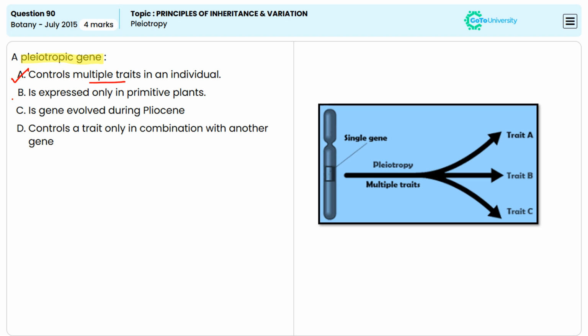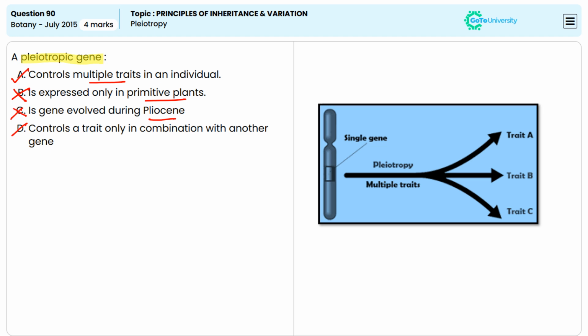Whereas coming to option B, it is expressed only in primitive plants. This is incorrect because pleiotropy is not limited to primitive plants. It can occur in any organism, including animals and humans. Option C, this is the gene evolved during Pliocene. This is also incorrect because it is not specific to a particular geological area like the Pliocene. So option C is also incorrect.